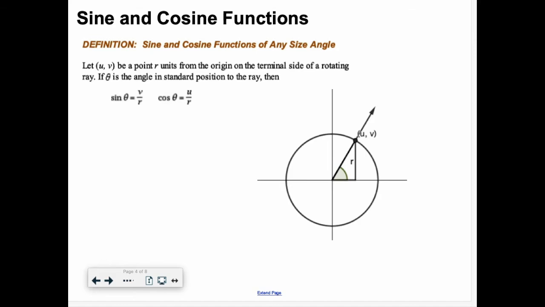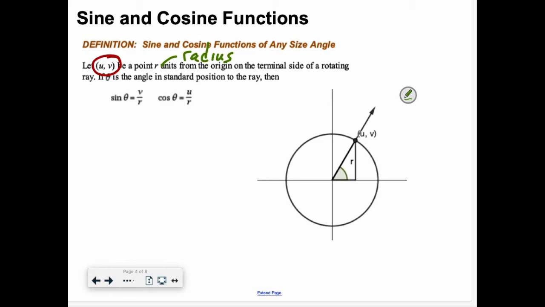Now, here we have a slightly different definition of sine and cosine than you might have seen, but I promise it's related to SOHCAHTOA. Let (u, v) be a point r units away from the origin. And the reason why it's r, by the way, is for radius.